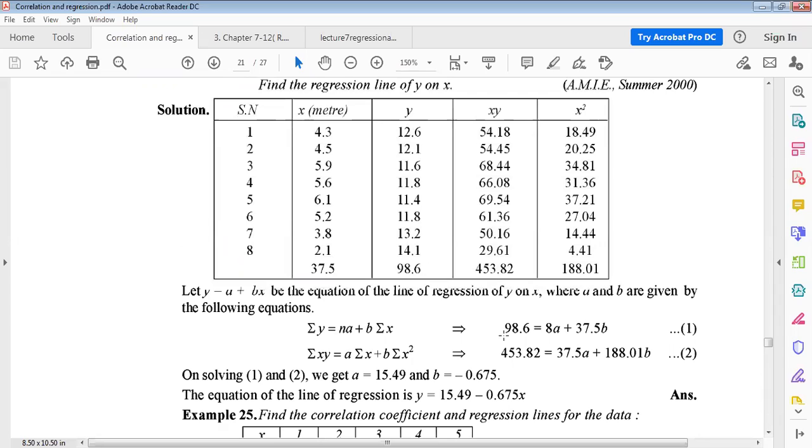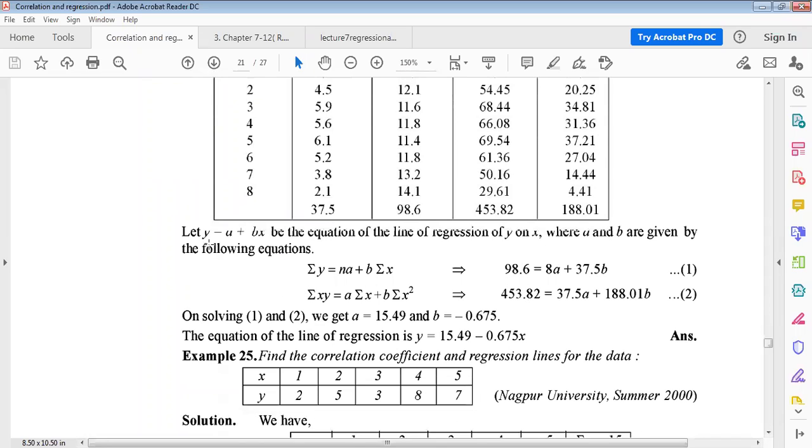8 data. N is 8. Summation x is 37.5, so 37.5b. Now we can multiply x on both sides of the line y equals a plus bx. Multiplying x on both sides, we get summation xy equals a summation x plus b summation x square.